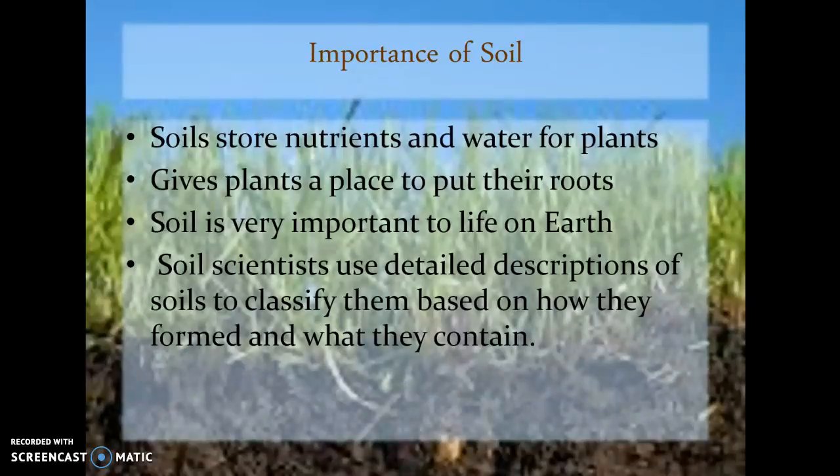So soil is important because it's where the nutrients and water for plants are stored. If we didn't have soil, plants would have no place to put their roots. It is very important for life on Earth. And next we're going to talk about the descriptions that scientists use to classify soil based on how they are formed and what they contain.